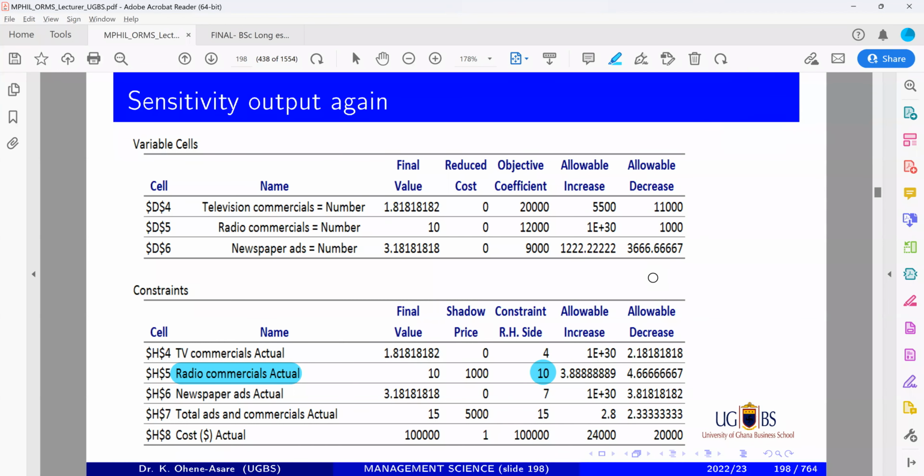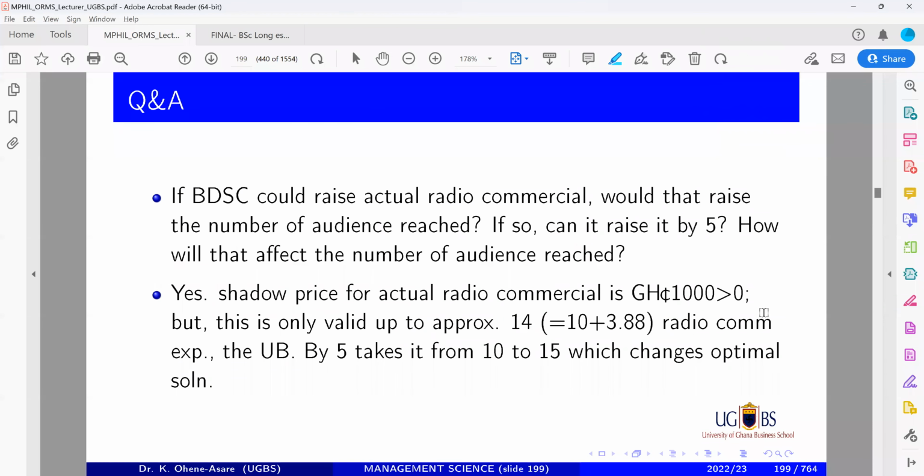Okay, all of you, which constraints are binding? Please note that the constraints have got numbers: H4, H5, H6, H7, H8. Which constraints are binding? Obaya. Okay, so H5, H7, and H8 are binding. Good. That's it. They are binding constraints.